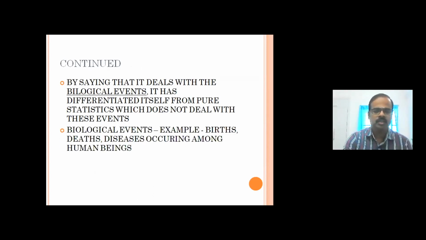So by saying that it deals with biological events, biostatistics has differentiated itself from pure statistics, which does not deal with these events. Biostatistics deals mainly with the biological events related to human beings. So biological events, for example birth, death, disease occurring among human beings, incidence, prevalence, disability rate, all these things come under biological events related to human beings.